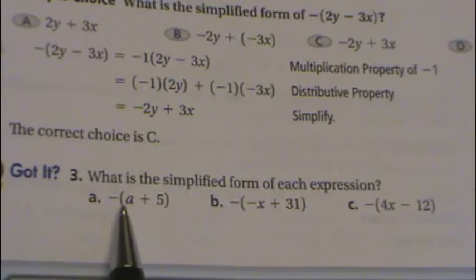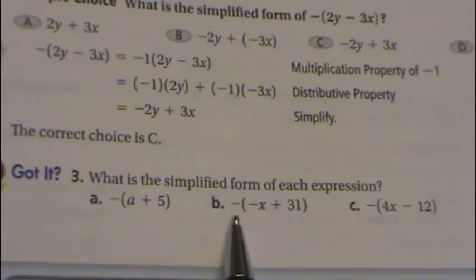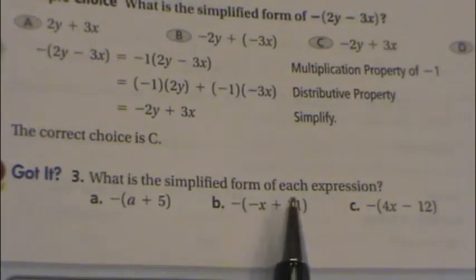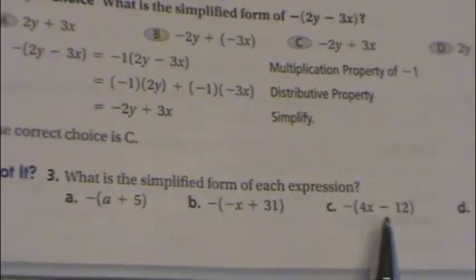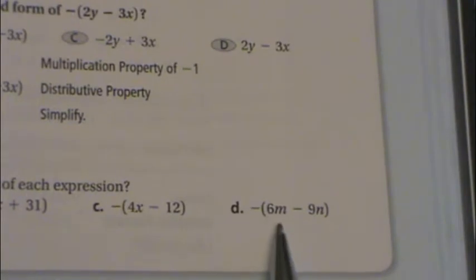Distribute the negative, becomes -a - 5. Distribute the negative, becomes +x - 31. Distribute the negative, becomes -4x + 12. Distribute the negative, becomes -6m + 9n. Done.